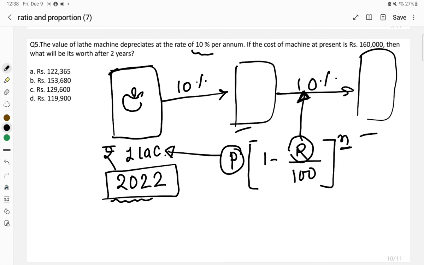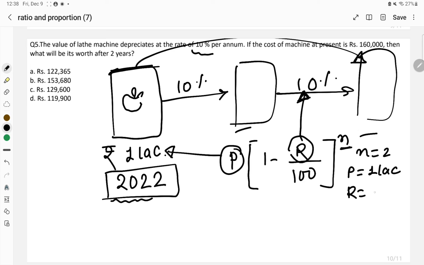Now, what is given over here? I told you that we have to find the worth or the value of this phone after 2 years, ma'am. After 2 years means the value of n will be 2. Here the iPhone's value I have given is 1 lakh rupees. It means the price is 1 lakh rupees. The rate by which it is depreciating each year, it is reducing each year, is 10%. So R will be 10%. So I hope you have understood the formula. P into (1 minus R upon 100) raised to n.